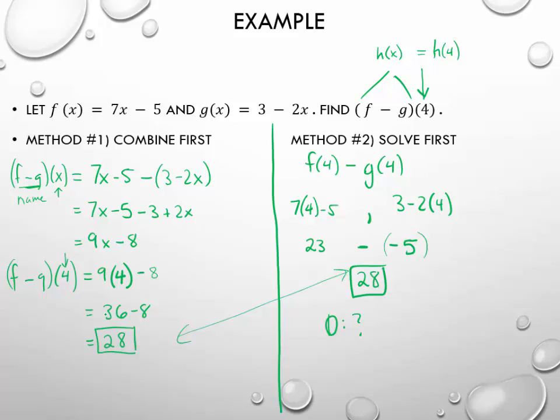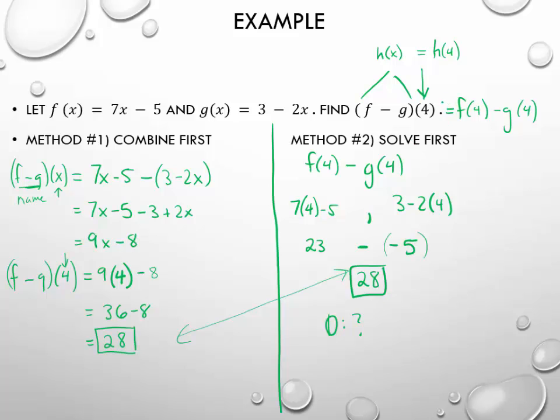Well, there was a question. I'm still confused on the f of 4 minus g of 4. Like, why you did that. This? Well, f minus g of 4 is the same thing as f of 4 minus g of 4.